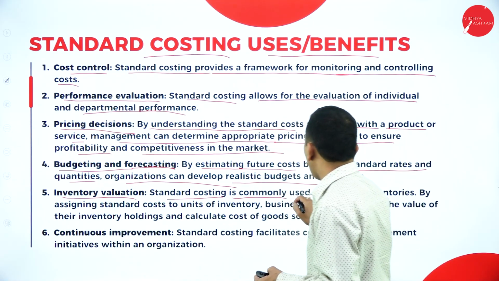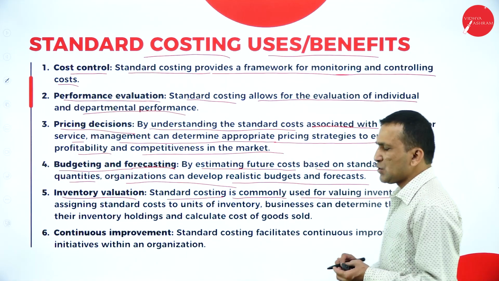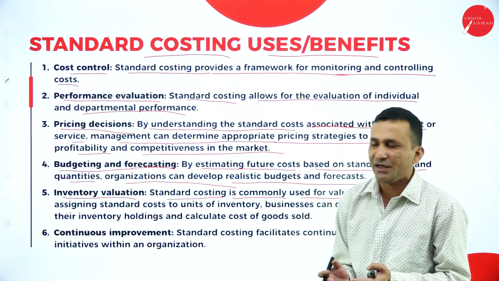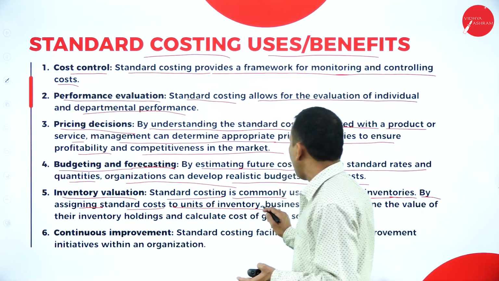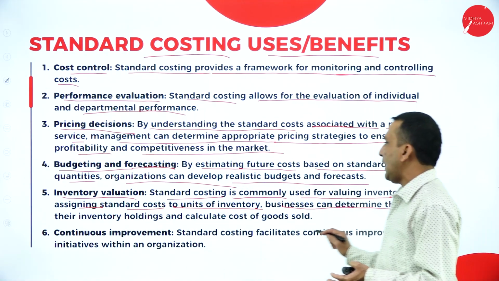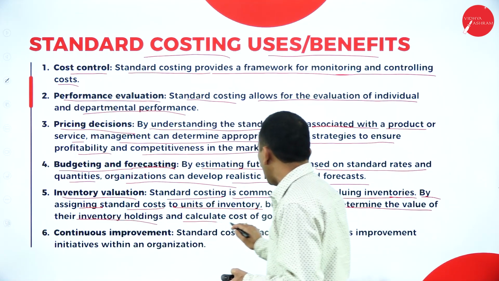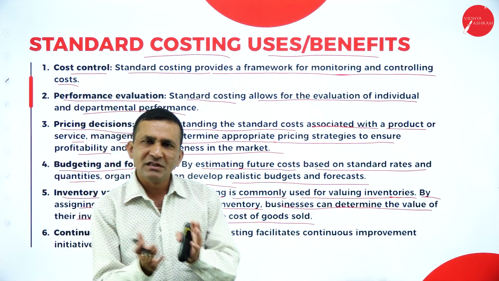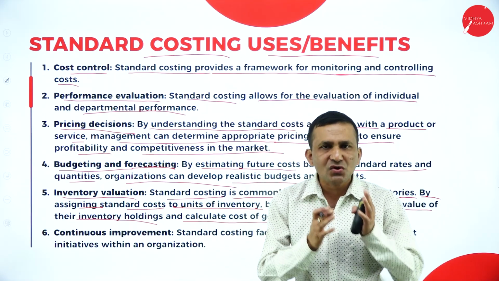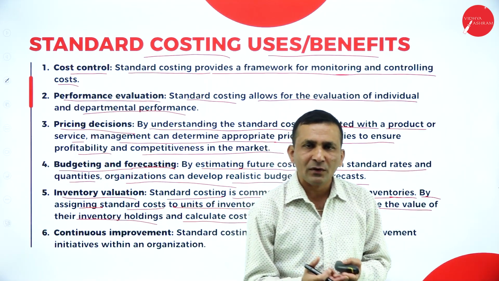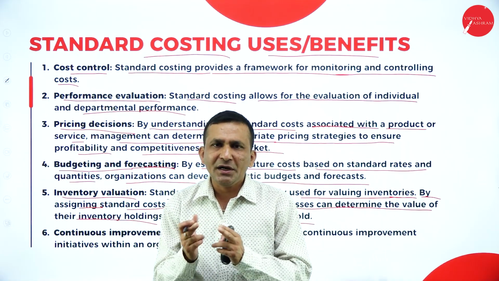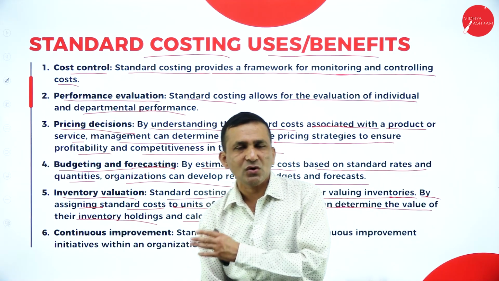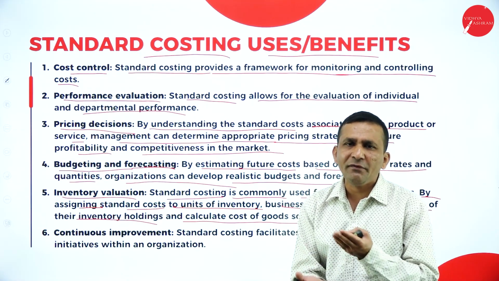The standard costing is commonly used for valuing inventory. The standard cost of valuing inventory means actually the closing balance and opening balance of inventory. By assigning a standard cost to a unit of inventory, a business can determine the value of its inventory holding and calculate the cost of goods sold. Majorly, when we are talking about the cost of goods sold, it starts with the opening stock. If you find any shortage in the opening stock, only then do you go for purchasing. After purchasing, we add all the direct expenses connected to the purchase, and then finally we subtract the closing stock. Because of standard costing only, we are able to evaluate properly.